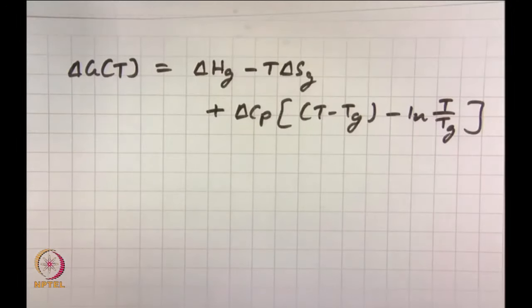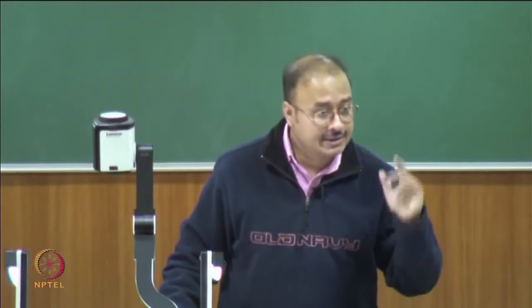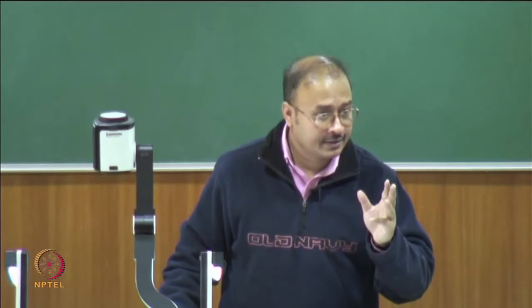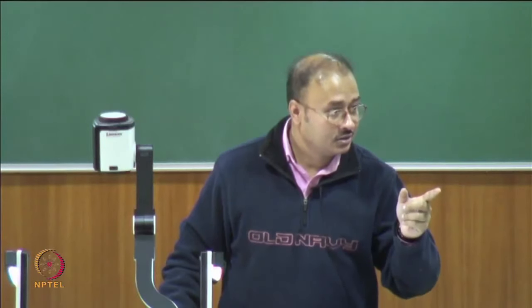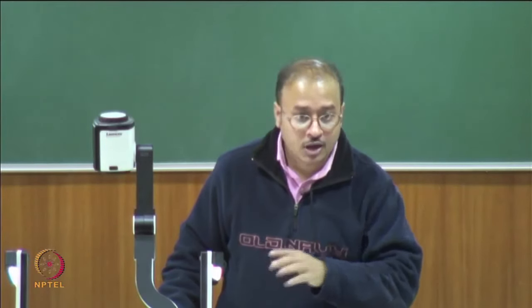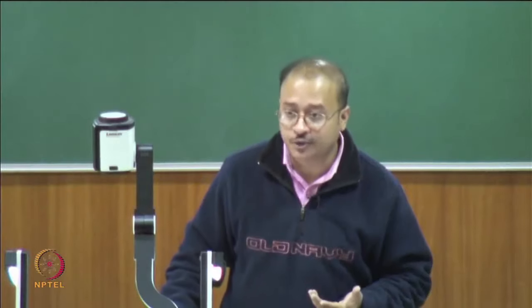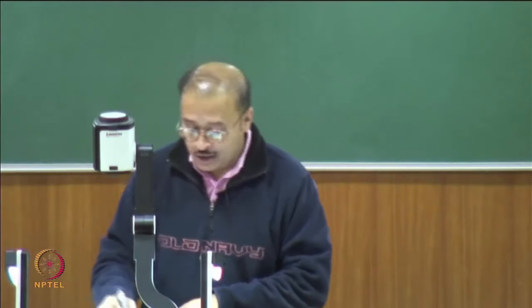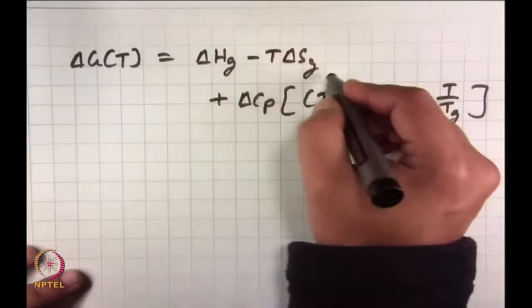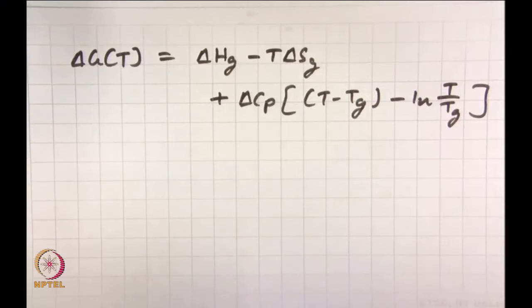So, what have we done now? What we have done is you have now expressed delta G in terms of delta H, delta S, and T g, this temperature you know, but as a function of another temperature T which you do not know. Okay. Now, can this portion, the first two terms, be simplified further?